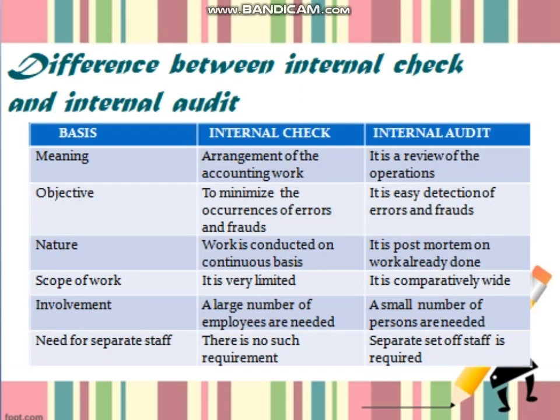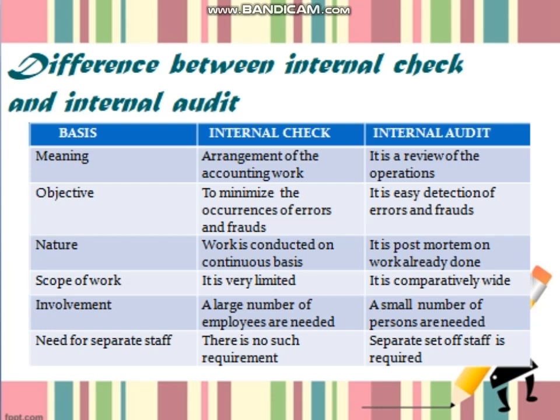And let us see what are the differences between internal check and internal audit. On the basis of meaning, internal check is the arrangement of accounting work. On the basis of meaning, internal audit is a review of the operations. When we think about the difference between internal check and internal audit on the basis of objective, internal check minimizes the occurrence of errors and frauds. But internal audit, it is easy to detect the errors and frauds if an internal audit is conducted.